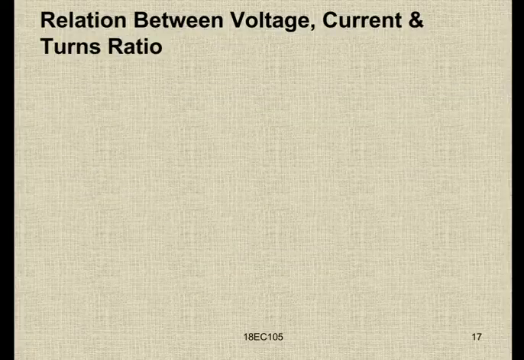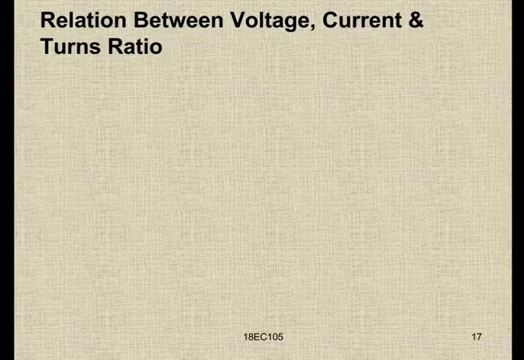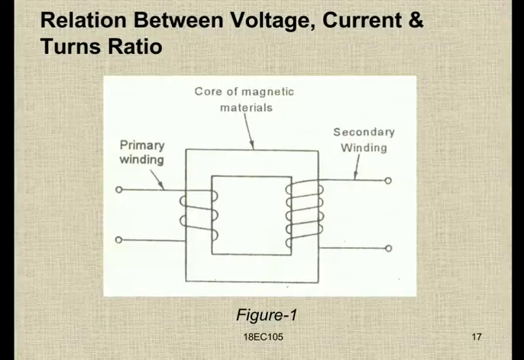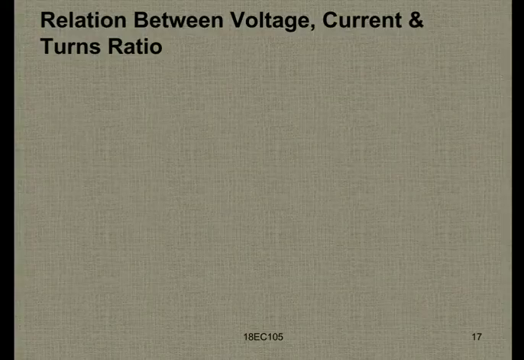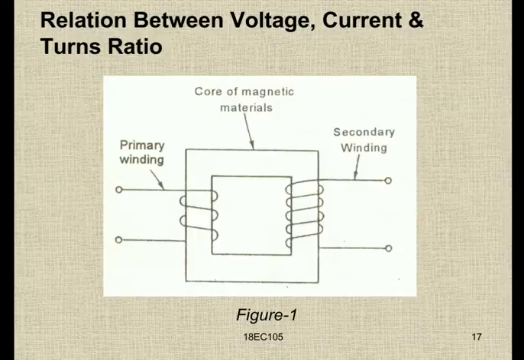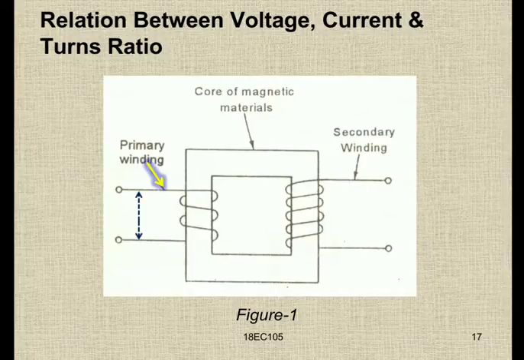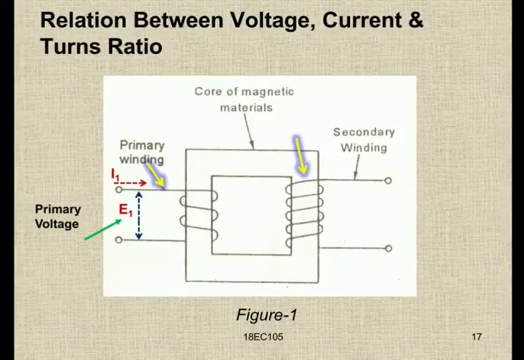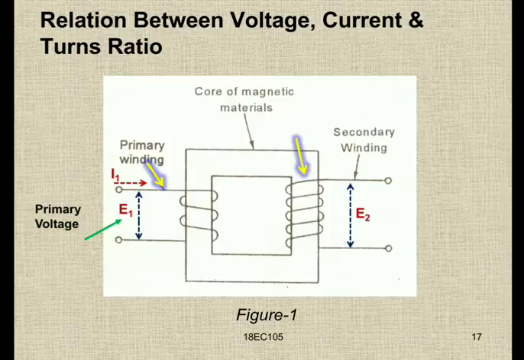Then let us try to build a relation between the voltage, current, and the turns ratio of the transformer. In the figure we can see the symbolic representation of the transformer, the circuit symbol. That is the primary winding and core, as we have seen, and the voltage of the primary is E1, and the current flowing into the primary coil is I1. Then you have the core, and the secondary winding, where the output voltage you get at the secondary is E2, and the current flowing in that will be I2.